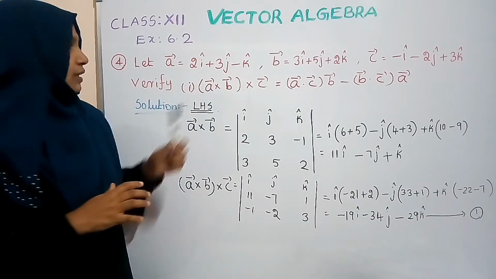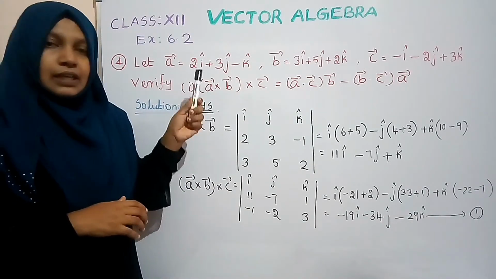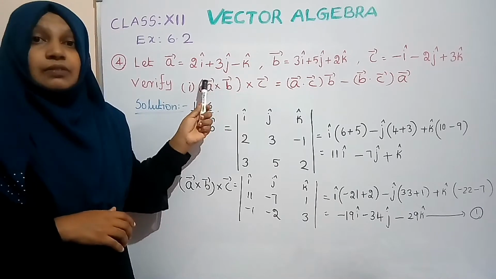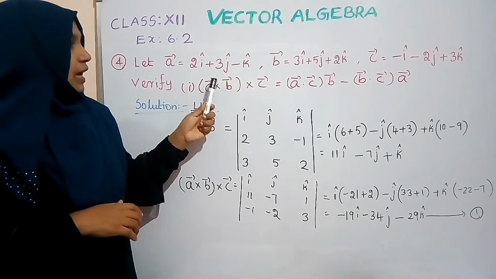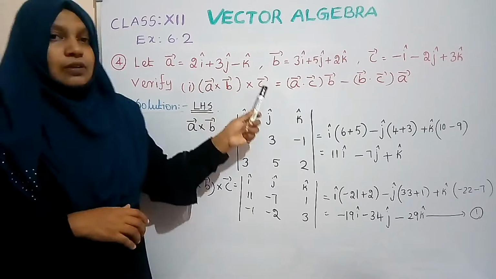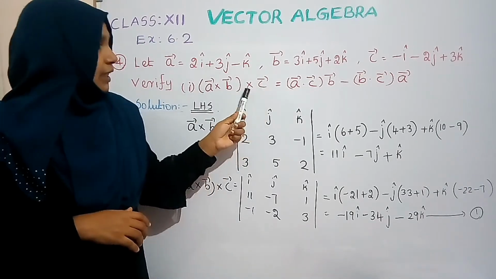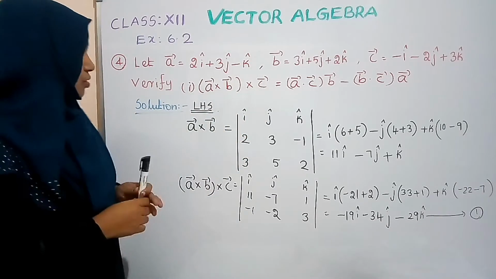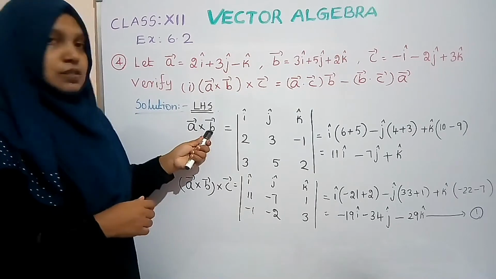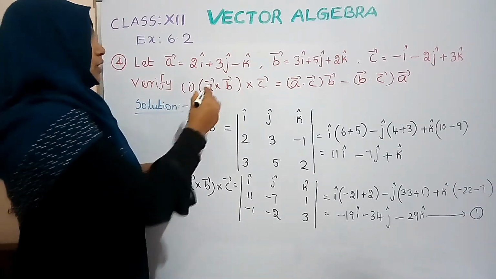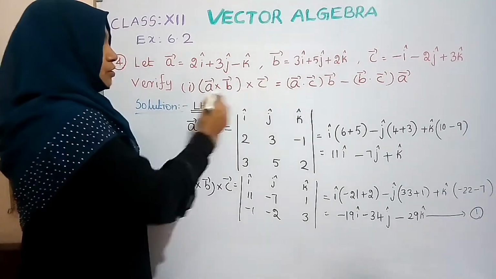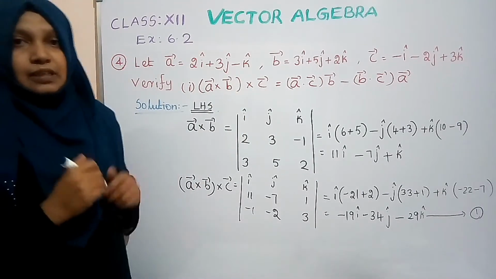How will you calculate the left side? First you should calculate the bracket value, which is A vector cross B vector, and then that answer we have to calculate with C vector, again the cross product. Understood? So first we calculate A vector cross B vector. On our left side we must use the cross product determinant value.